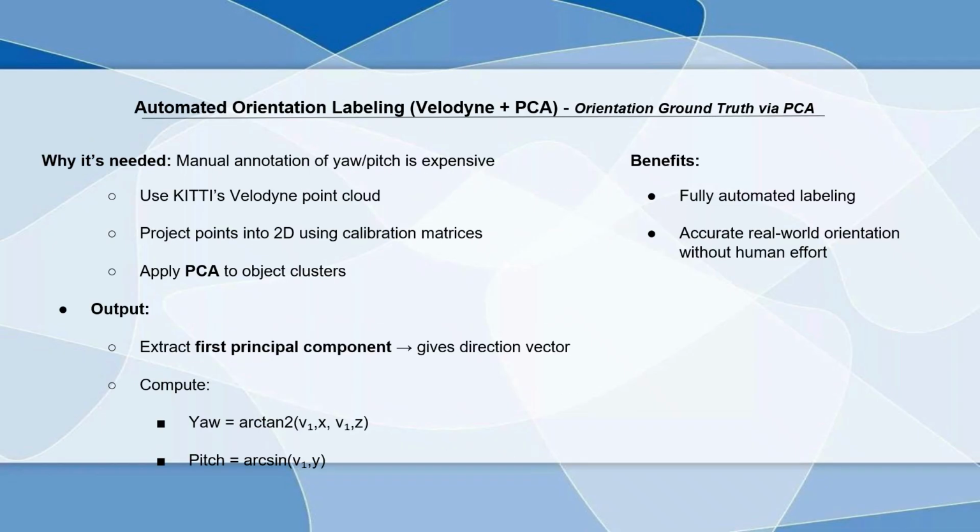Automated orientation labeling using Velodyne and PCA. Why it is needed: manual annotation of yaw and pitch is expensive, and we cannot annotate each data point using manual labeling. So we use KITTI's Velodyne point cloud, project points into 2D using calibration matrices, and apply PCA to object clusters. The output is: extract the first principal component, which gives a direction vector, then compute yaw and pitch. The benefit is fully automated labeling and accurate real-world orientation without human effort.